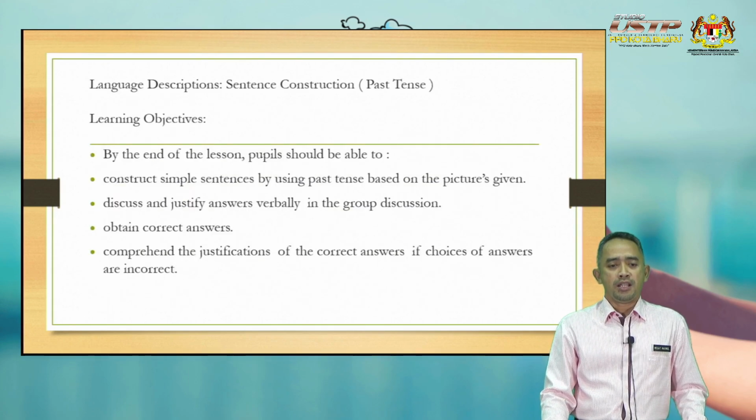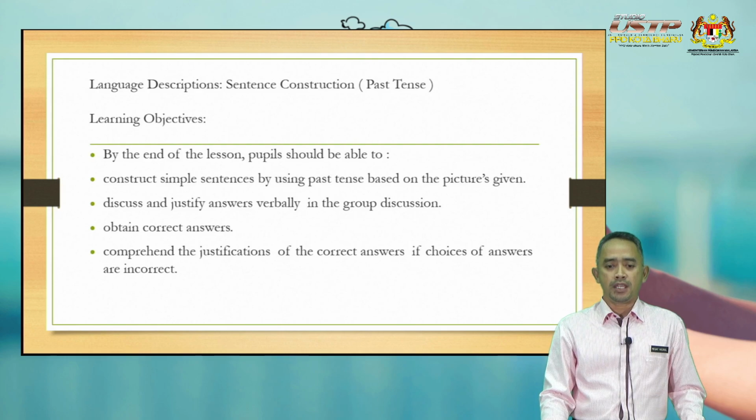Next, language descriptions: sentence construction in past tense. Learning objectives: by the end of the lesson, pupils should be able to construct simple sentences using past tense based on the pictures given, discuss and justify answers verbally in group discussion, obtain correct answers, and comprehend the justifications of the correct answers if choices of answers are incorrect.